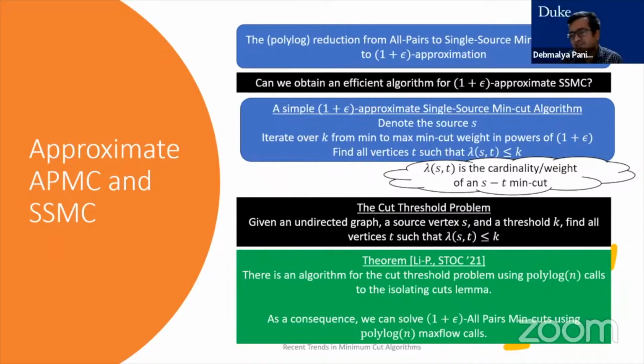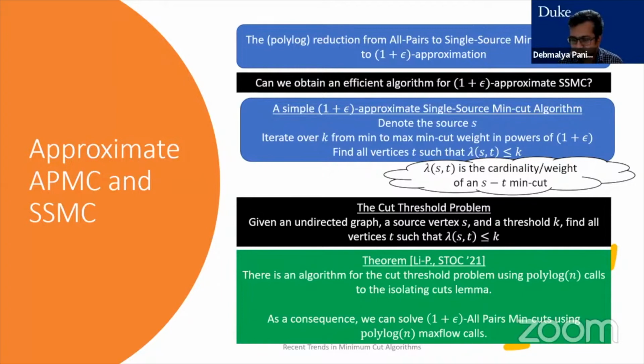That's right, but think of this as a sieve, right? So as you go up the levels, at some point vertices drop off from this set. I see. Wherever it drops off, that's your correct min cut value up to a factor of 1 plus epsilon.